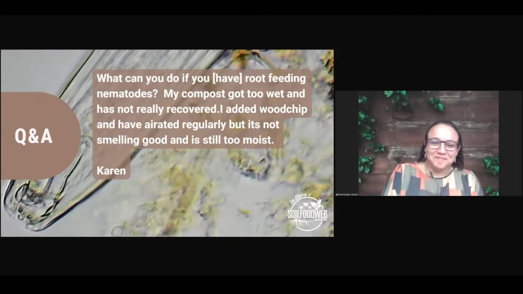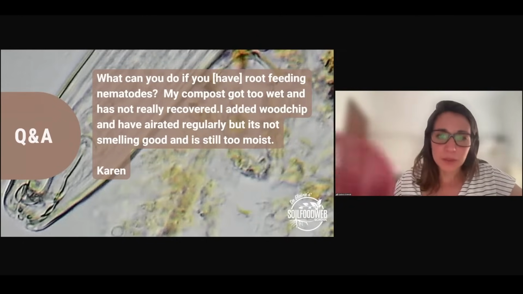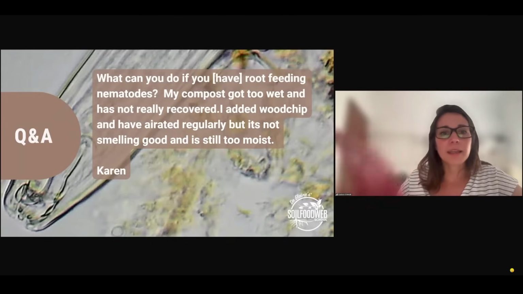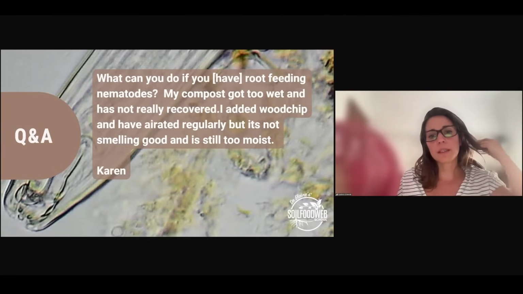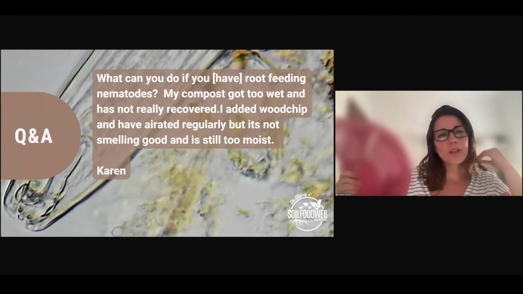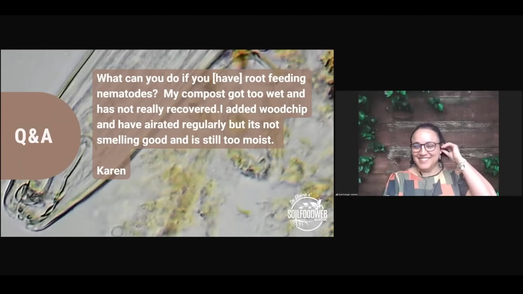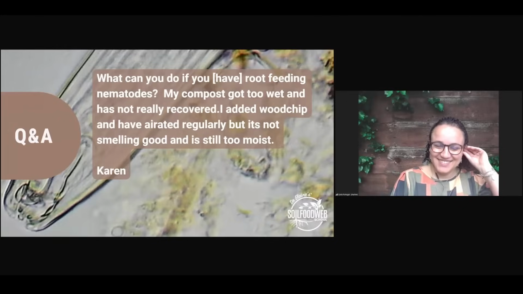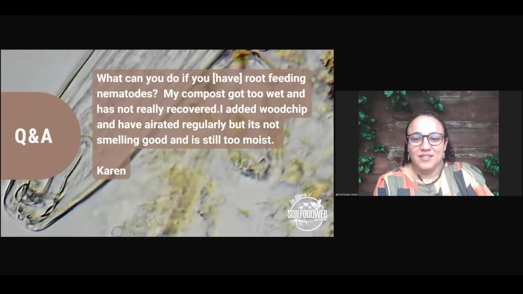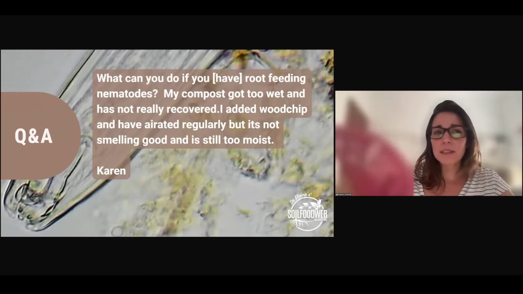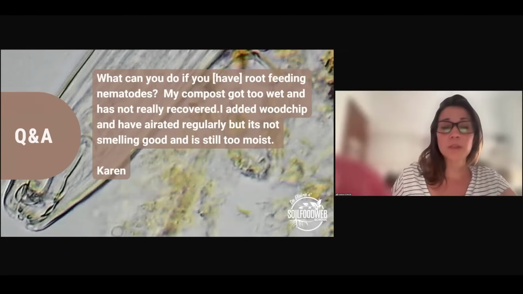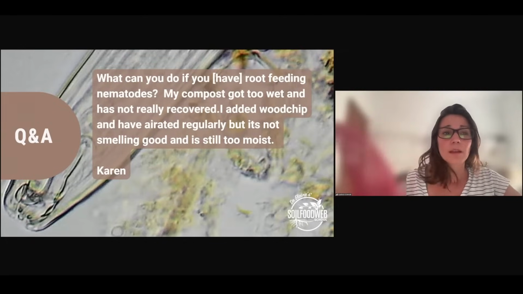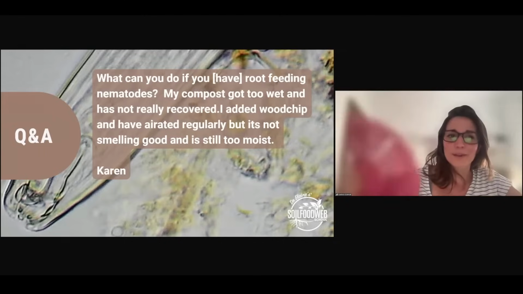Let's do our best. What can you do if you have root-feeding nematodes? My compost got too wet and has not really recovered. I added wood chips and I have aerated regularly, but it's not smelling good and it's too moist. Is this two different questions? Or is it the compost? I don't know. Okay. What can we do about root-feeding nematodes? I'm assuming this is in soil, or it's not in compost, right? Because compost doesn't have any roots. It's not so easy to find root-feeding nematodes in the compost. Although I have seen them, but not in a lot of numbers.